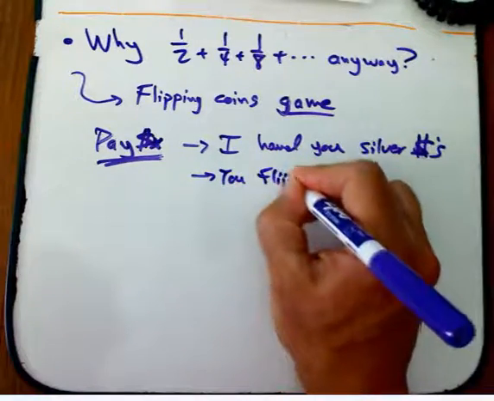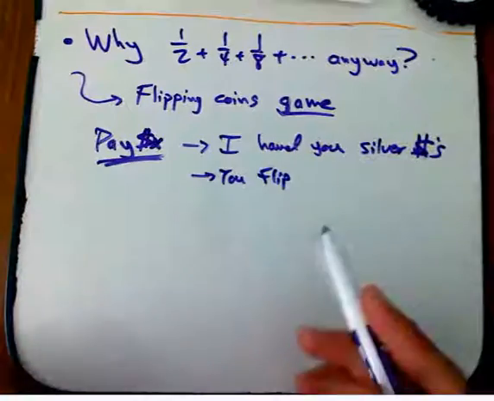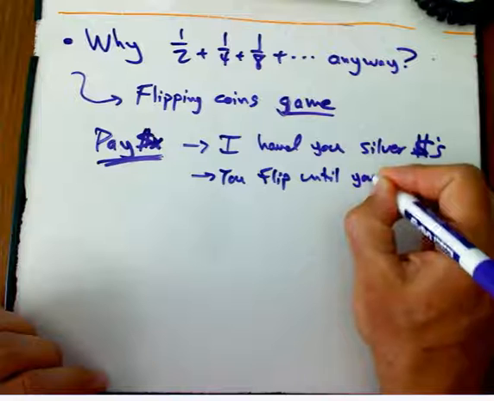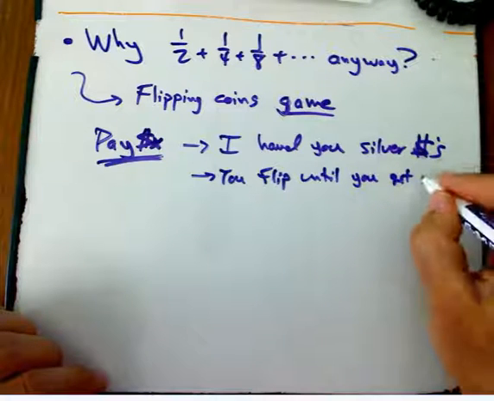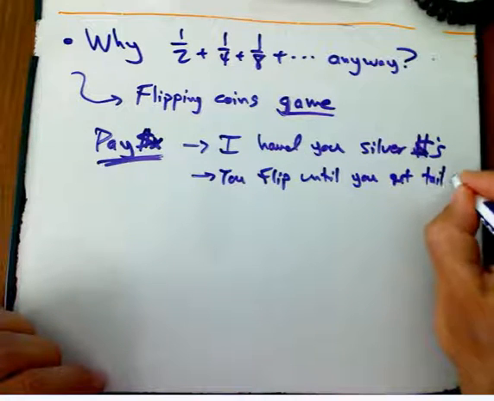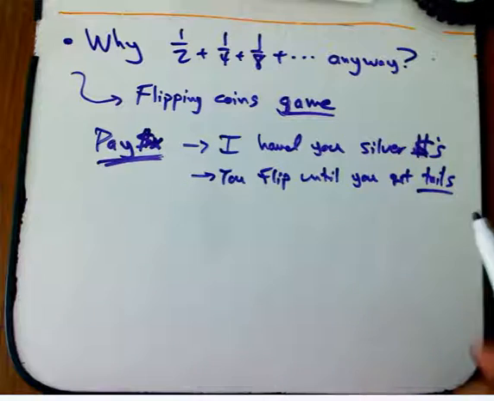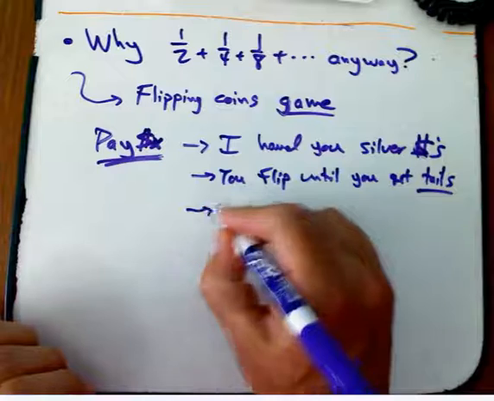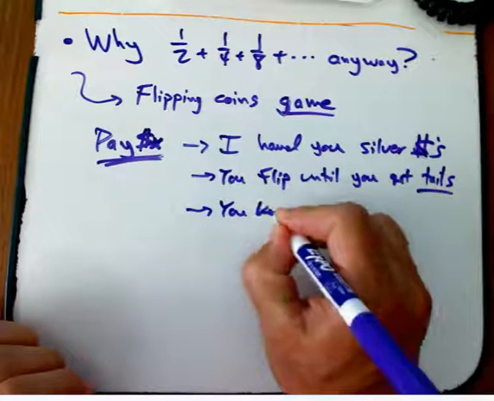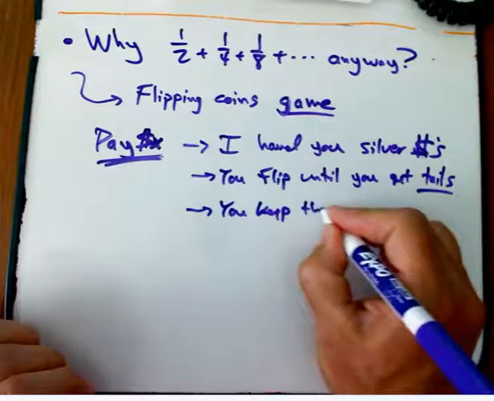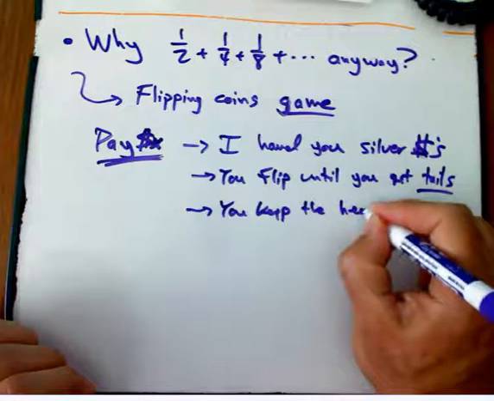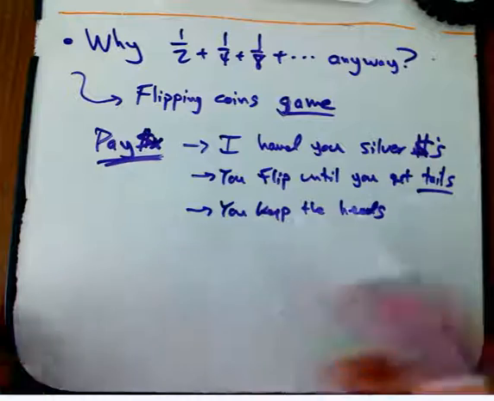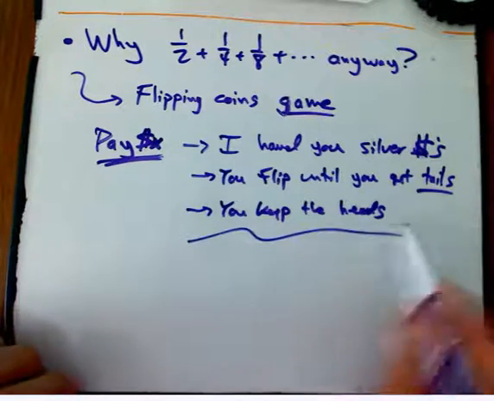So you flip the first one, just leave it down. You flip the second one I give you, until you get tails. So you want heads to keep coming up. And tails is the end of the game, okay? And then you get to keep all the ones that showed heads. And then the question is, how much money do you expect on average?